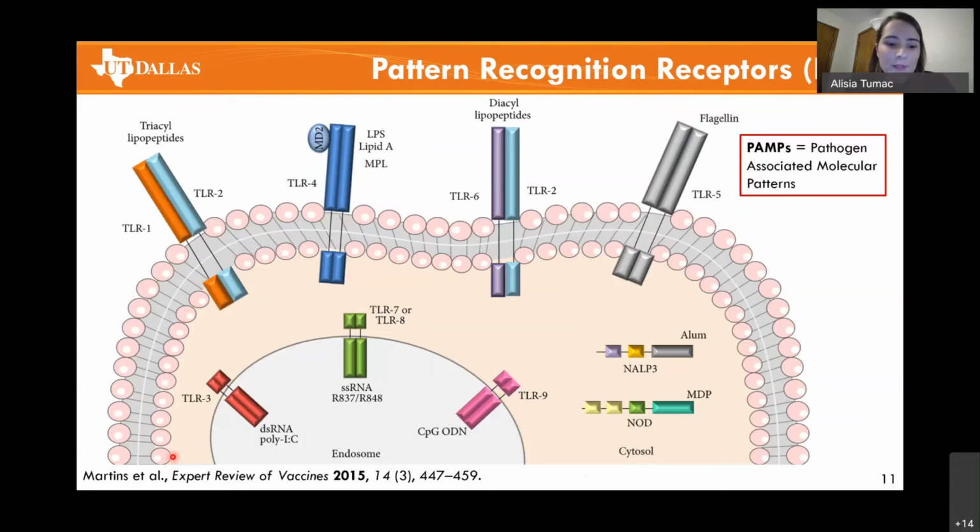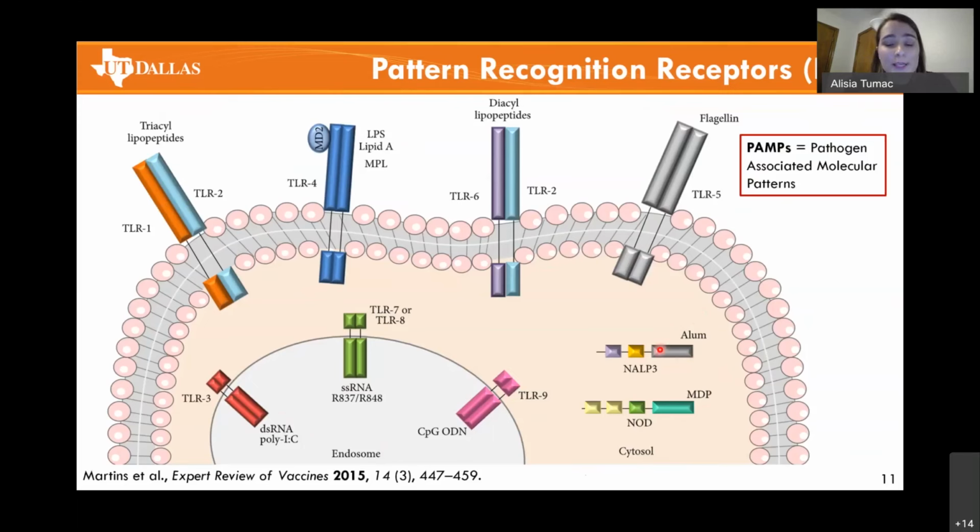And then you have the endosomal kind that are sitting inside the cell, inside the antigen-presenting cells, and these can recognize double-stranded RNA, single-stranded RNA, or single-stranded DNA. And these deal more with viral infections or pathogens that can divide intracellularly. Now notice that there are also NOD-like receptors here, and I will talk about this in a little bit.